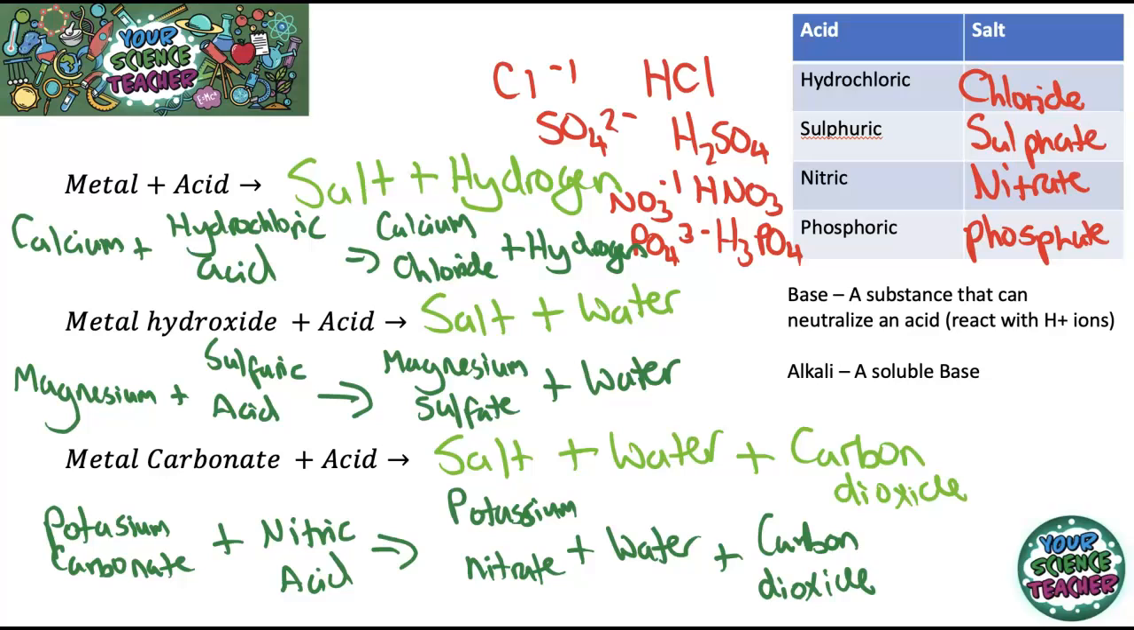Now, another term that you will maybe hear for metal hydroxides and metal carbonates is base, because these are substances that can neutralize an acid. Basically, they react with the H plus ions, you make water as a byproduct, so you start off with an acid and you make a neutral solution at the end of it. And some of these bases can also be called alkalis, and an alkali is just any base that is soluble in water.